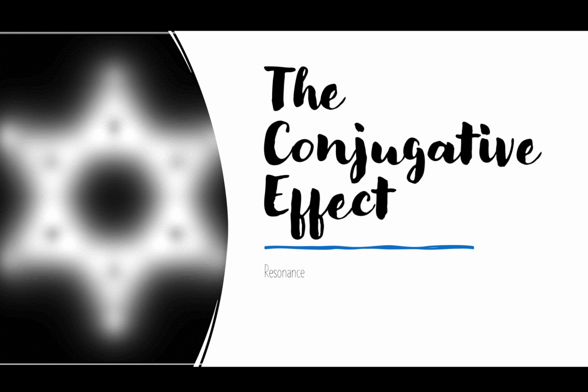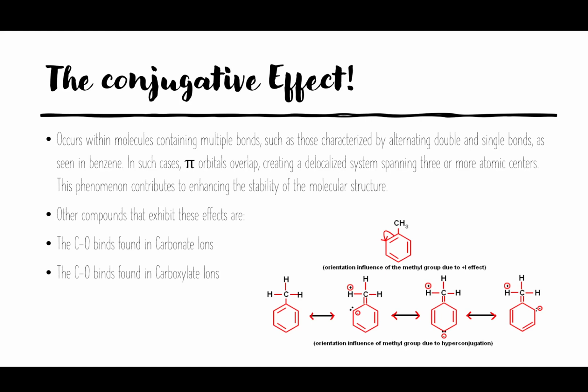Now, before we move any further, I will give you a full breakdown of the conjugative effect, or what we call resonance. Because if we don't understand it, this topic is going nowhere. Okay? So, let's look at this. The conjugative effect occurs within molecules containing multiple bonds, such as those characterized by alternating double and single bonds, as seen in benzene. This is because of the pi orbital overlap and creation of a delocalized system of pi electrons, enhancing the stability of the molecular structures.